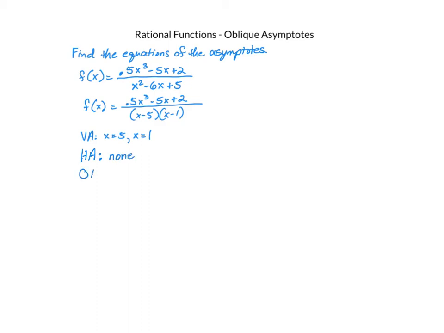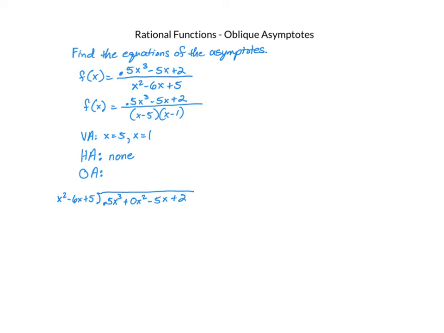And now we're down to oblique asymptotes. And let me just remind you that oblique asymptotes are called slant asymptotes. You hear both very frequently. To find our oblique asymptote, we do need to do our division. I can't use synthetic division this time because our denominator is not linear. Notice we have an x squared there. So we need to use long division. So here we go. We have x squared minus 6x plus 5 into 0.5x cubed plus 0x squared minus 5x plus 2.